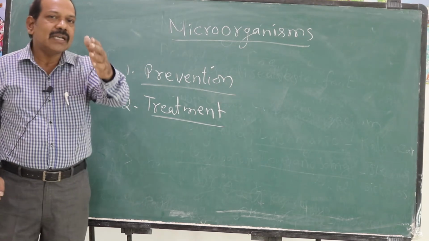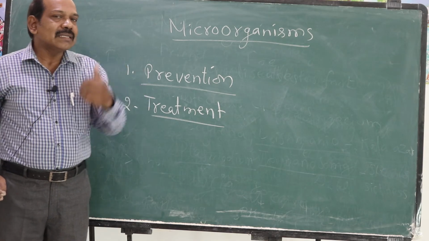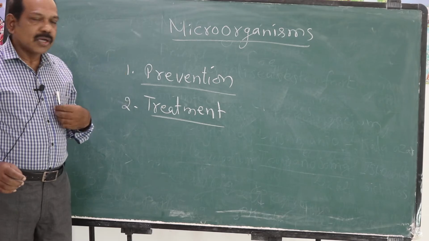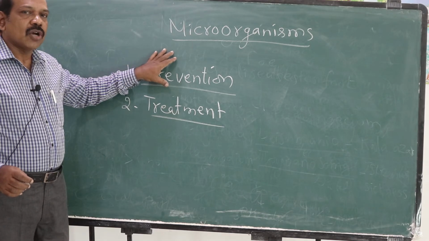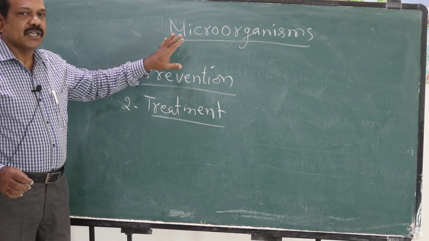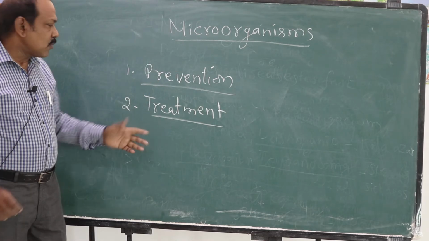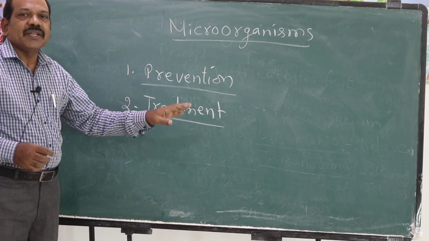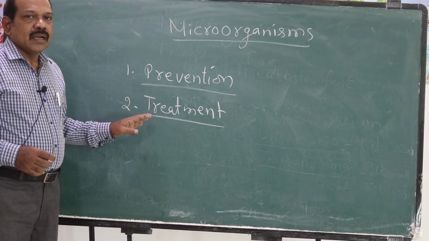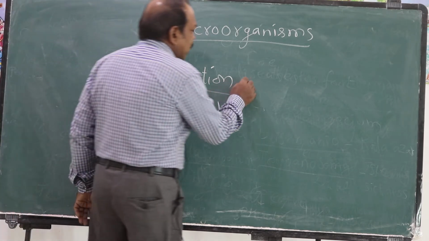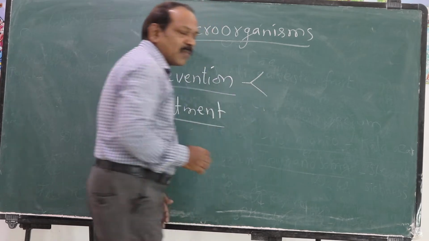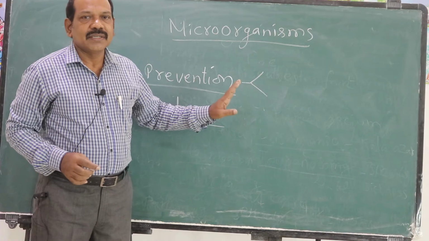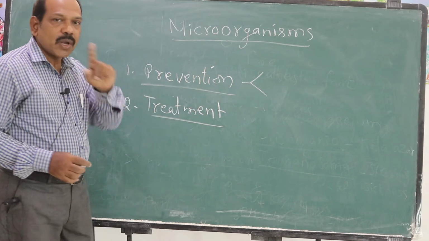Prevention means to prevent the disease before the disease enters into our body. Before the disease disturbs us, we are preventing it. We are stopping it before it enters into our body. That is prevention. Treatment is when somehow we got the disease, we are infected, then we take some medicines. That is treatment. Prevention can be of two types. One is by taking precautions, the other one is by taking vaccines.